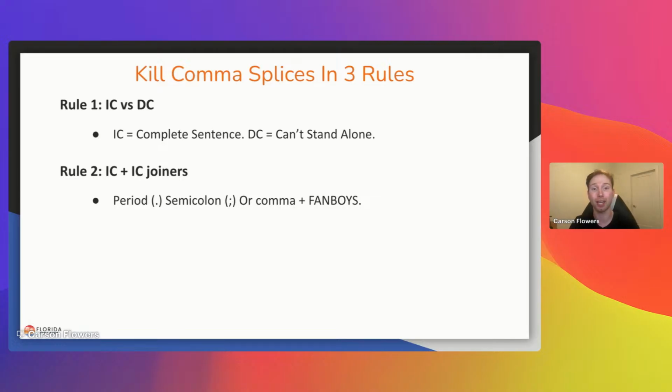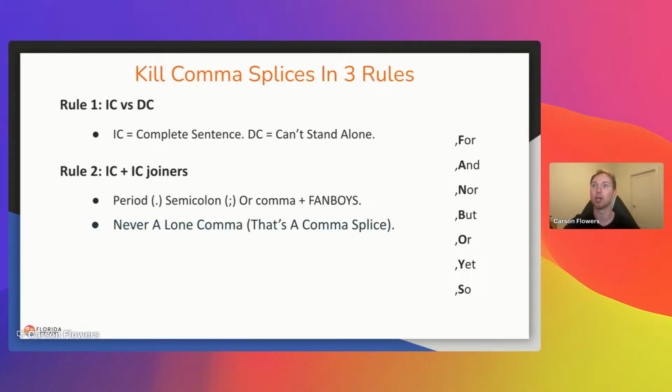Rule 2 will be what combines 2 independent clauses. This means what combines 2 full sentences. As everyone knows, a period can combine 2 full sentences, right? But also a semicolon can, and then a comma plus FANBOYS can as well. So periods and semicolons act the same. FANBOYS are conjunctions: for, and, nor, but, or, yet, and so. It is an acronym representing these various conjunctions that can separate 2 full sentences, but they must have a comma before them. You cannot separate 2 full sentences with a lone comma. That's a comma splice, and that's no bueno.